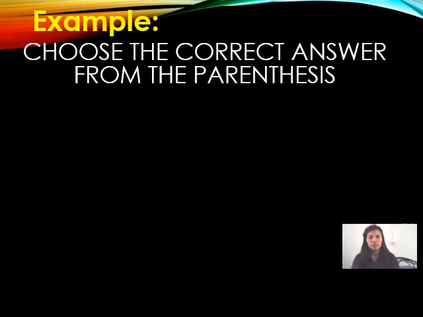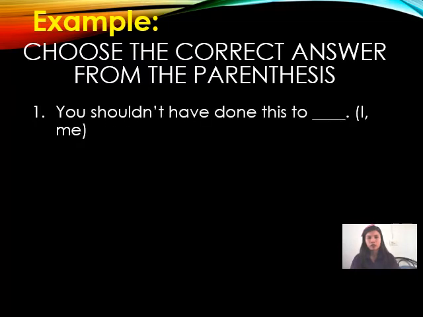Okay class, we have your example. You have to choose the correct answer from the parentheses. Okay, number one, you shouldn't have done this too. What is the missing word? Is it a subject pronoun or an object pronoun? Subject I, object me. What do you think? Yes, me. We already have the subject and we are looking for the object. Subject, object, subject, object. Okay, subject on the left, object on the right. Don't forget.